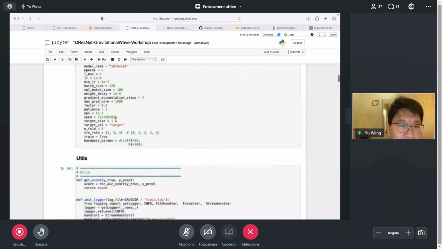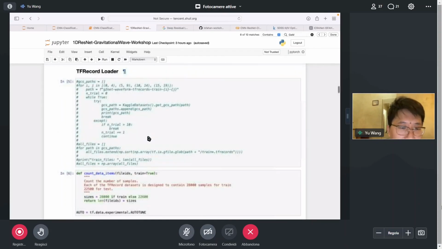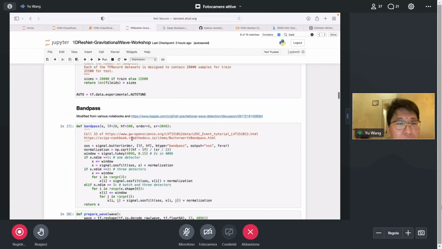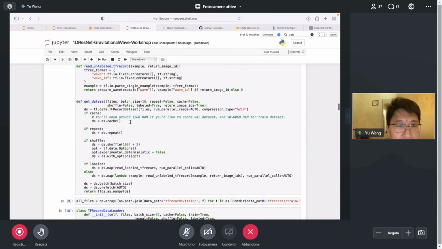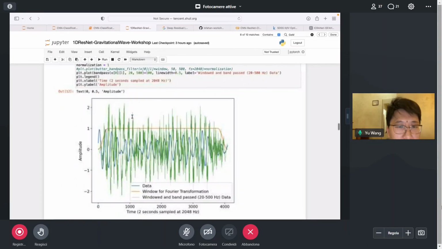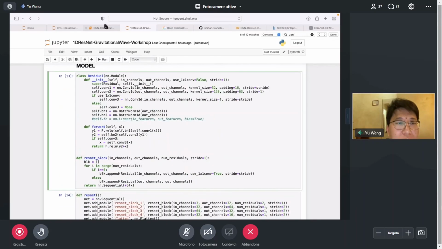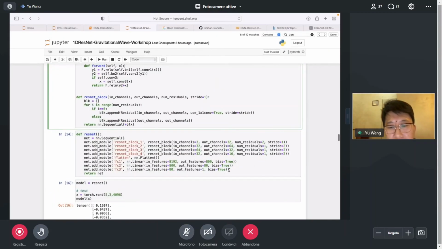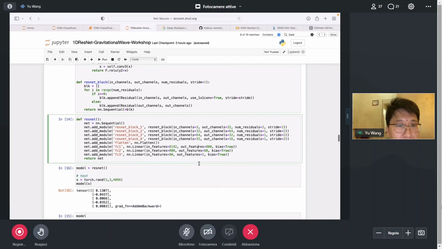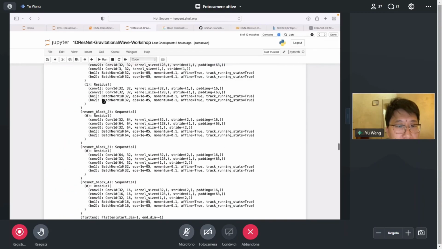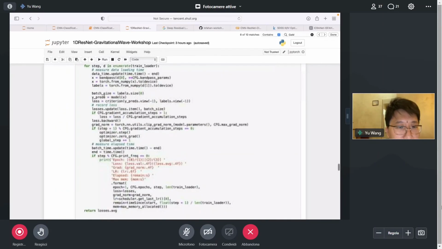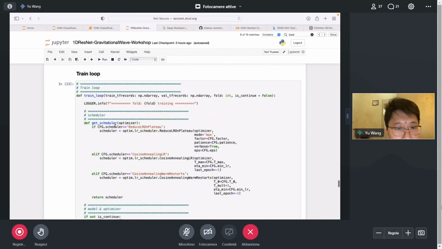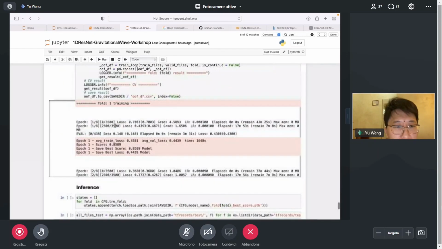Okay. But they are doing the same work, like the pre-processing, a band pass. And here is a model. They are the same model. You just need to change some numbers here because the length of data is different. But I'm not going to run this one, it takes too much time. It has a lot of samples, but we can take a look at the result.